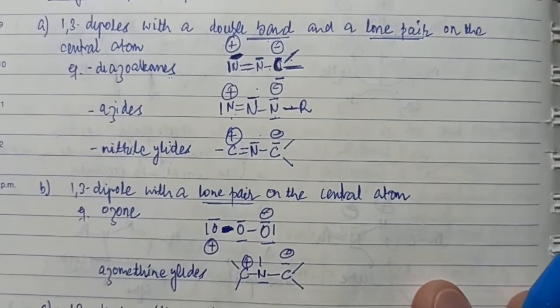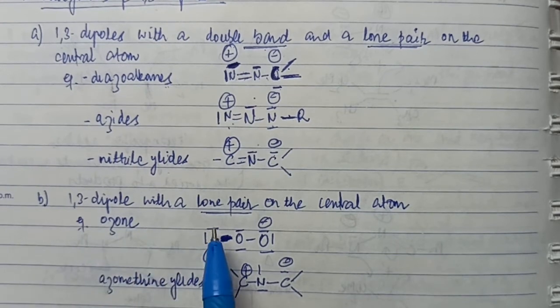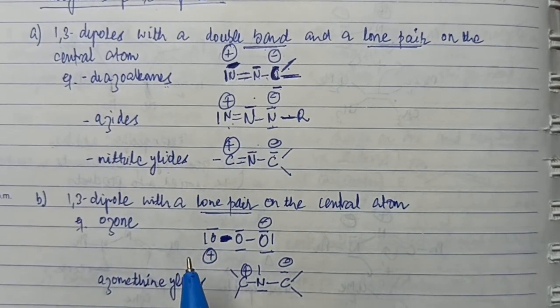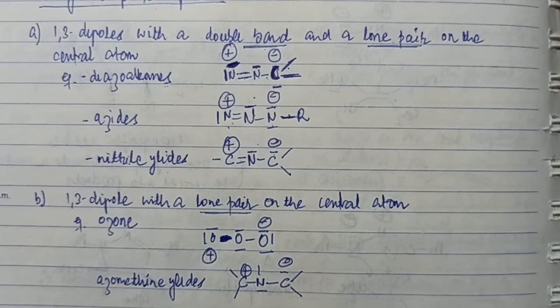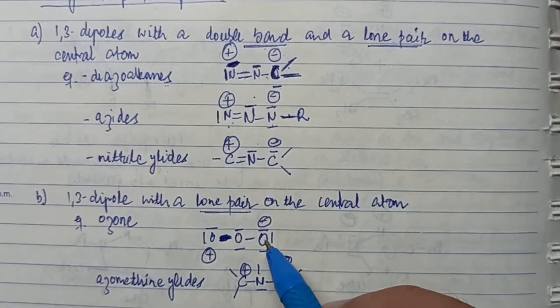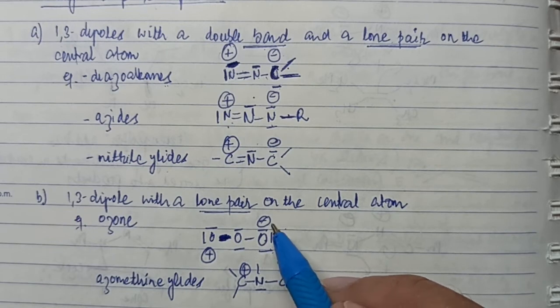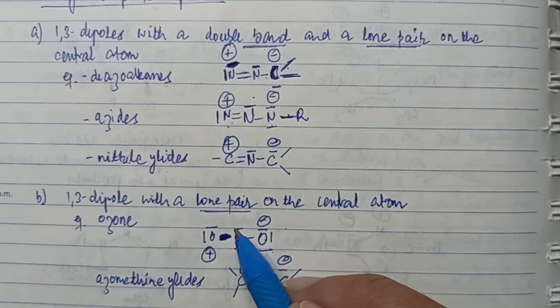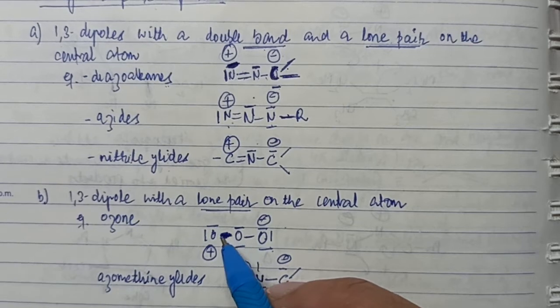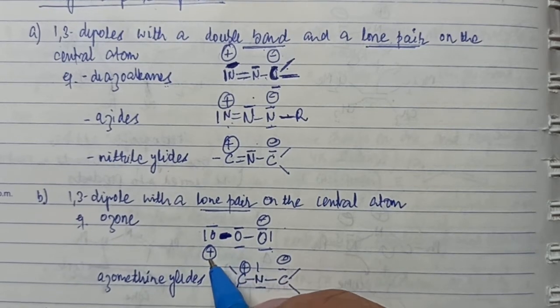The second category of dipoles would have a lone pair on the central atom without the presence of a double bond. I do not have a double bond, I just have the lone pair on the central atom. The example is ozone. Ozone, you know, is an O3 species. You have one oxygen atom which has 3 lone pairs of electrons, making the total electron count of oxygen 7. That's why a negative charge. This oxygen has 2 lone pairs, so 6 electrons. This oxygen atom has 2 lone pairs, one from this coming bond, one coming from this bond, so a total of 5 electrons. That's why a positive charge.